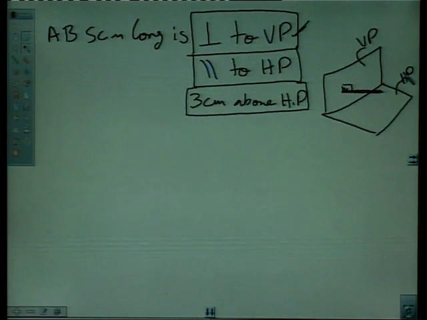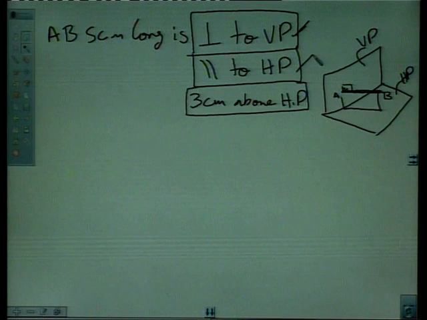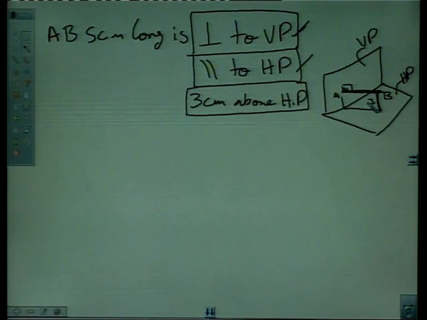Second condition is it is parallel to the horizontal plane. If say this is point A, this is end B of the line, if both these distances are the same, that means the line is parallel to the horizontal plane. Now the third part of the condition is this line is 3 centimeter above the horizontal plane, means this distance should be 3. Okay students.